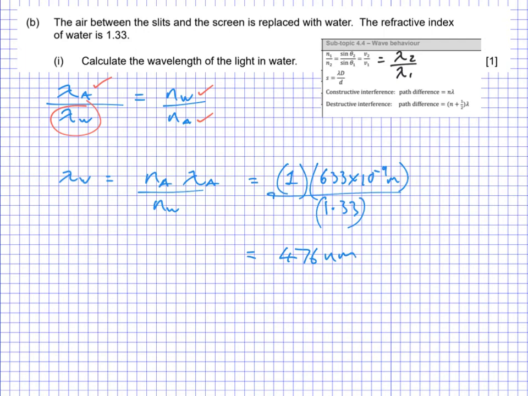And that makes sense because the speed, of course, in water, so this V2, is going to be decreased. Speed of light decreases in water, and therefore if V2 decreases, lambda 2 should also decrease. And that's exactly what happens. It goes from 633 nanometers, so red light, down to 476 nanometers, which would be closer to blue.